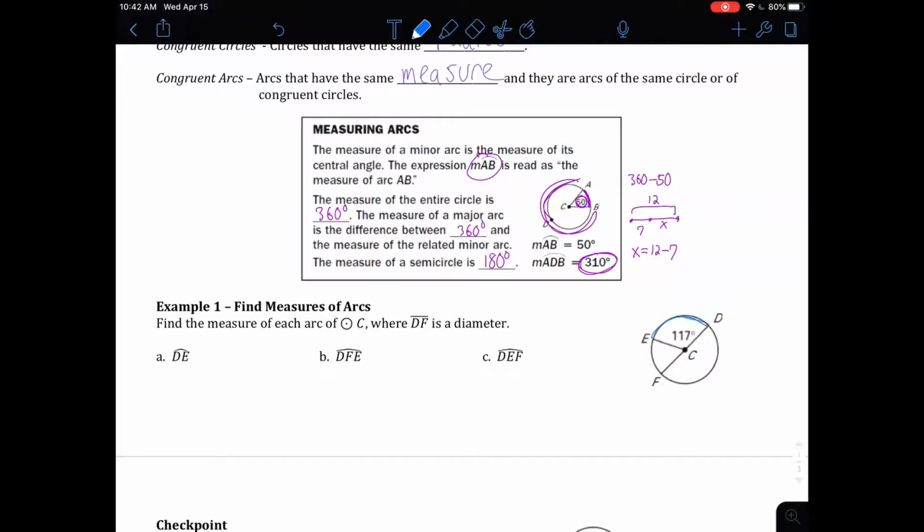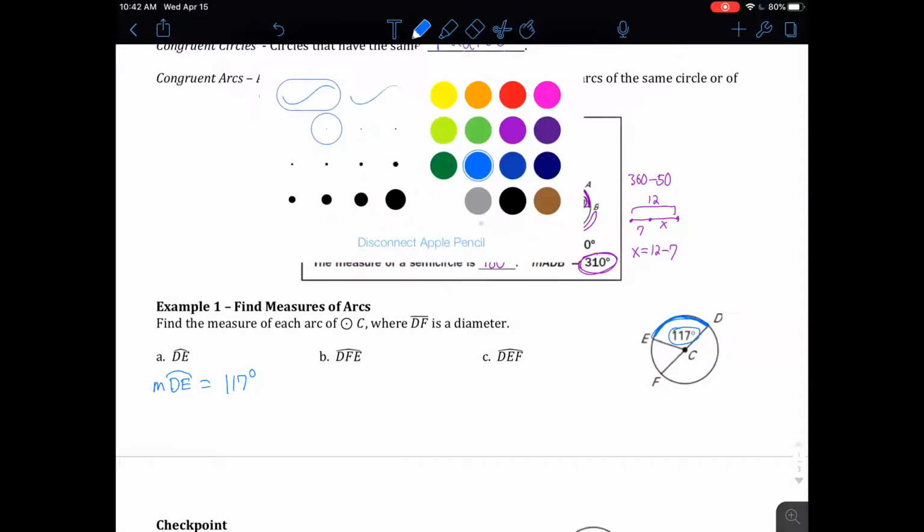And remember, the measure of an arc is going to be equal to the measure of its central angle. What's the measure of the central angle there for DE? Yeah, hopefully that was pretty quick and easy. So measure of DE is going to equal the central angle, which is 117. It's 117 degrees.